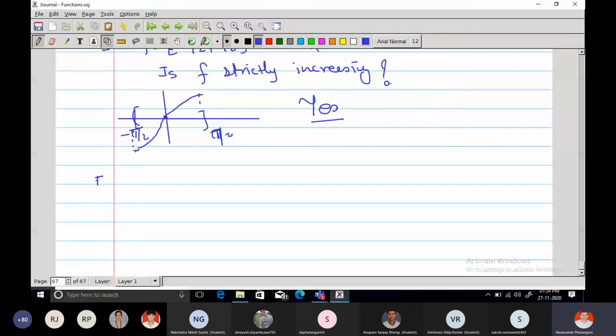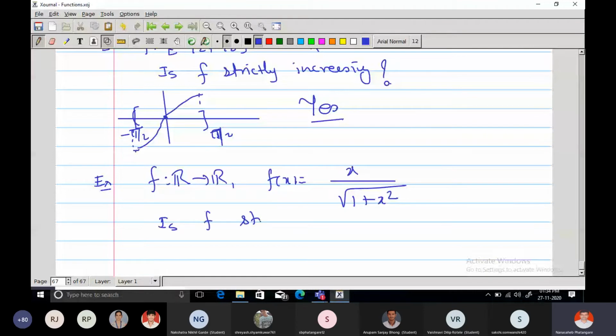So f from R to R defined by f of x is equal to x upon square root of... Is f strictly increasing? What is the answer?